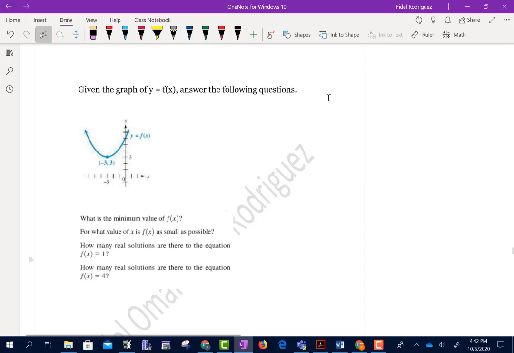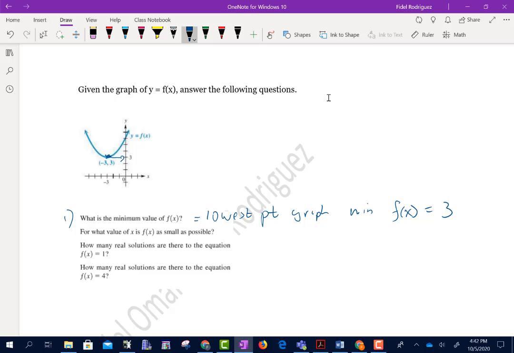And here it says, given the graph of y equals f of x, answer the following questions. Okay, the first question here, call it number 1. It says, what's the minimum value of f of x? Okay, the minimum value means we are looking for the lowest point on the graph. Okay, the lowest point is this point right here, but we're looking for the y value. Okay, so the minimum would be f of x equals 3. Okay.